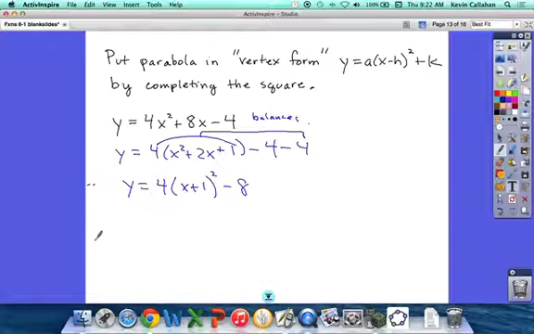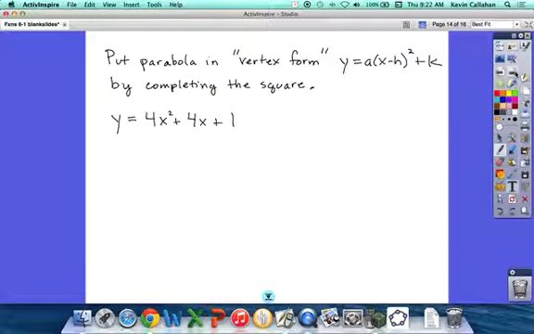I think I got one more. Then we'll be done. Okay. How about this one? What do I need to do first? Factor out the 4, right? Y equals 4 times x squared plus x plus 1. Okay, now figure out what goes in the last spot.